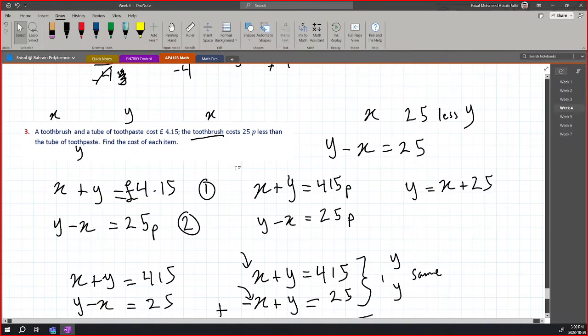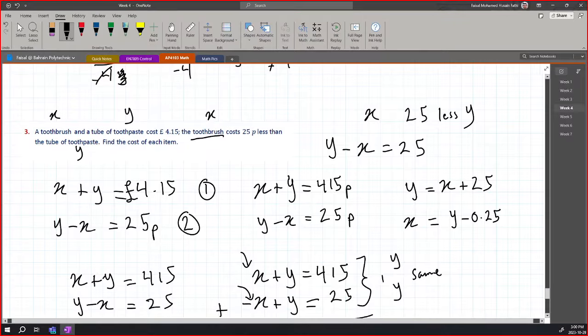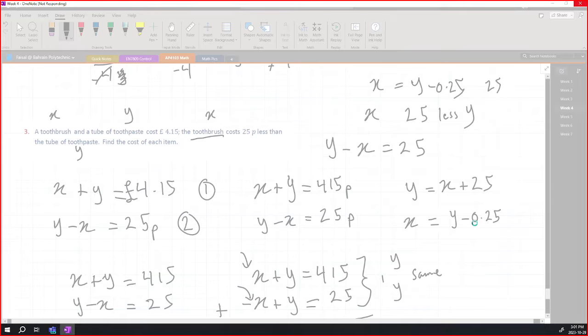x minus 0.25, one moment. You said can we use the substitution method, x plus y equals 4.15, and 0.25 minus y? No. If you want to use the substitution method, x equals y minus 0.25, not 0.25 minus y, because if you are reading this, x is 25 less than y. That means it is like saying y minus 0.25 equals x, because 25 less than means you subtract the 25 from y. So y minus 0.25, in our case we are using 25. Okay, does that make sense, Mohammed?